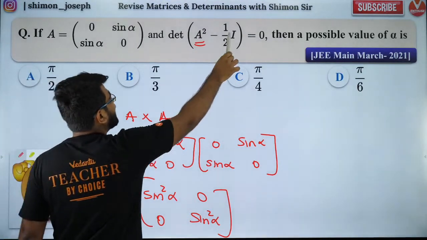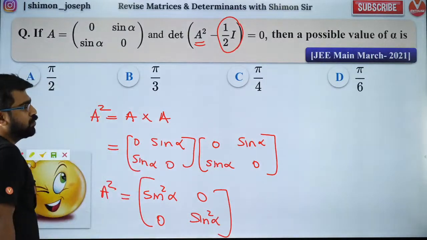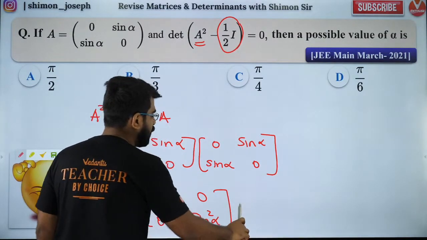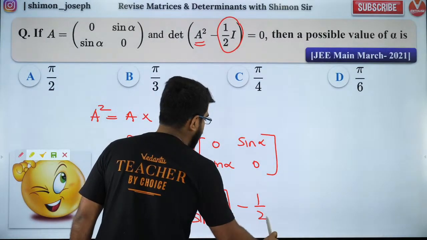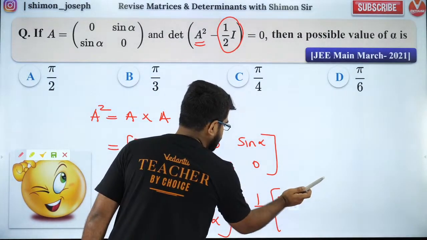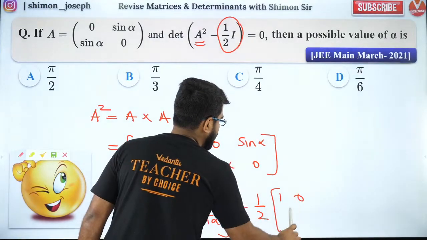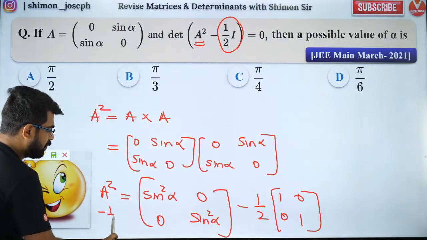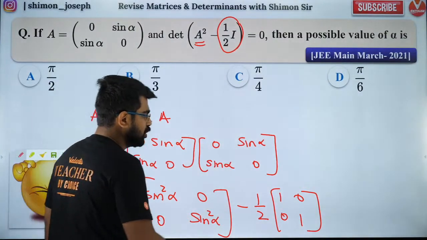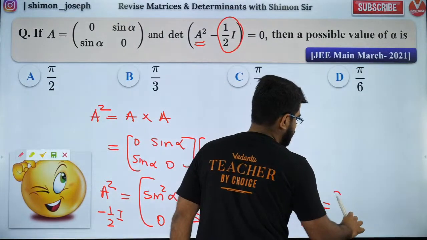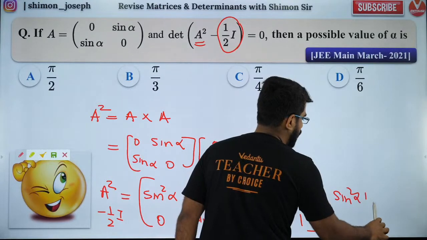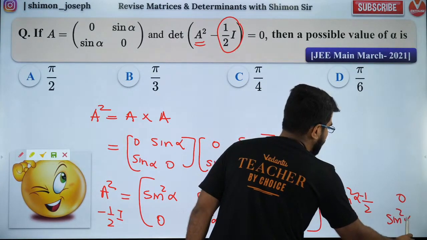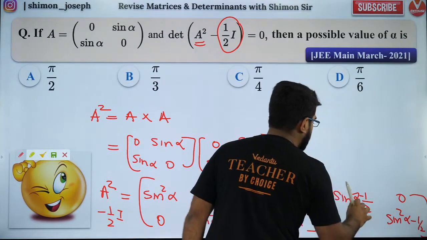Now you have to subtract half I from that. So what is half I? You have to subtract half of 1, 0, 0, 1. So that is how you subtract half I, right? That will be equal to sine square alpha minus 1 by 2, 0, 0, sine square alpha minus 1 by 2. Now the determinant of it is 0.